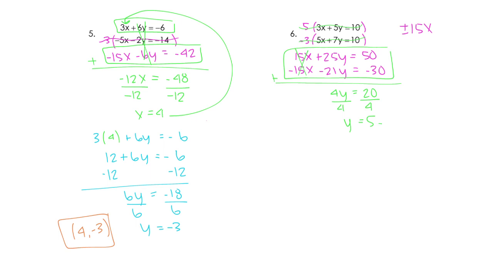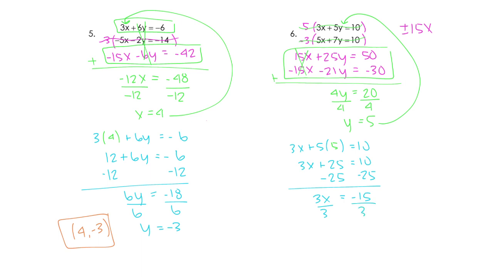Then I'm going to take 5 and plug it back in. Again, I just like to go back to the top. Even though it was squiggled out, we can still use the original equation here. So 3x plus 5 times 5 equals 10. And then we would get 3x plus 25 equals 10. Subtract 25 from both sides. 3x equals negative 15. Divide both sides by 3. And x would be negative 5. So then our final answer would be negative 5, 5. Don't forget, x has to come first.